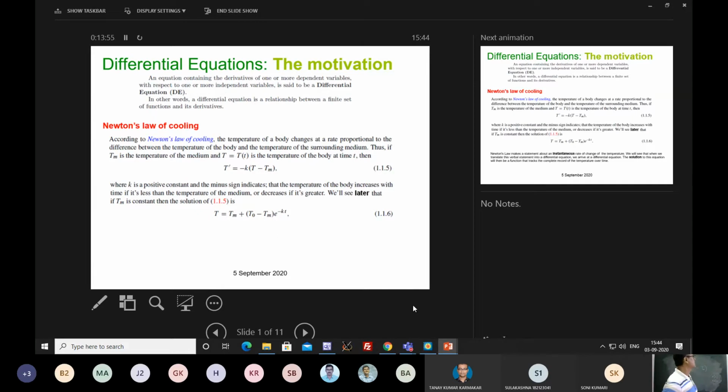Of course, here you will see that they have introduced another constant. It is T naught. The T naught is nothing but the initial temperature. Okay? So can anybody tell me, if you look at 1.16, what is going to happen in the long run? Yes?